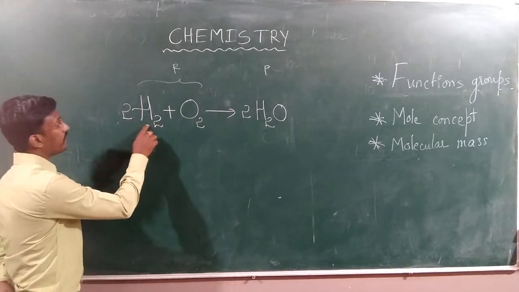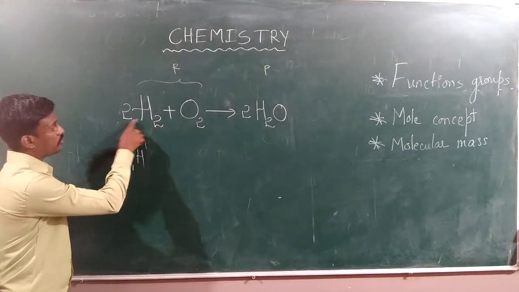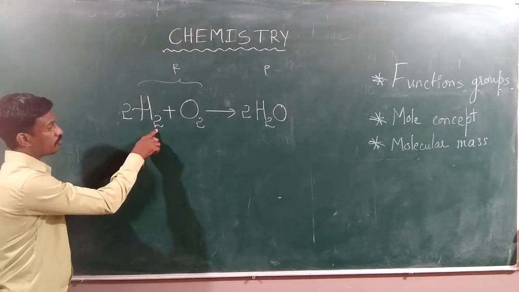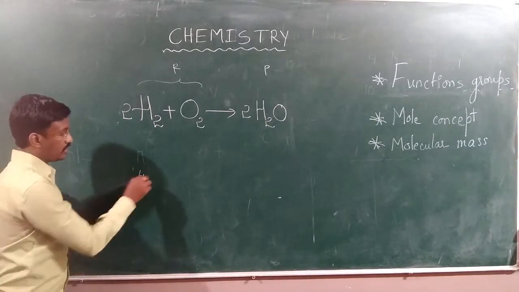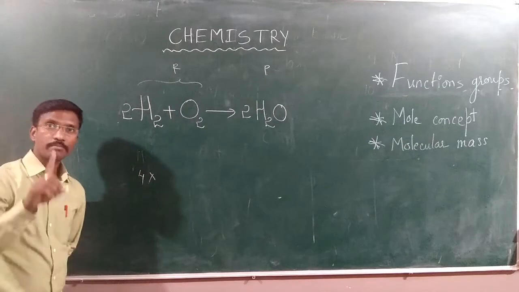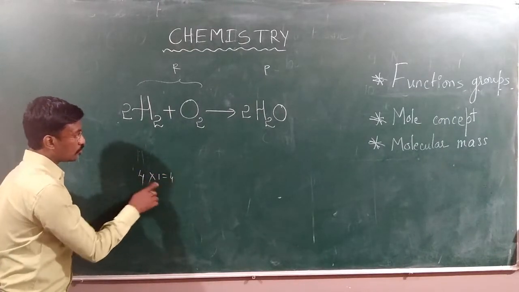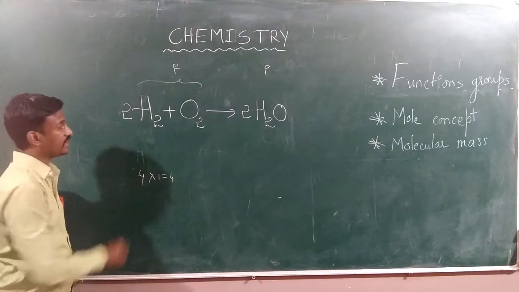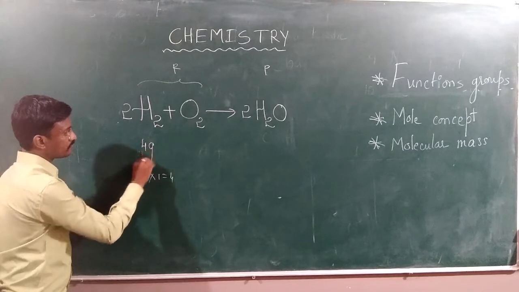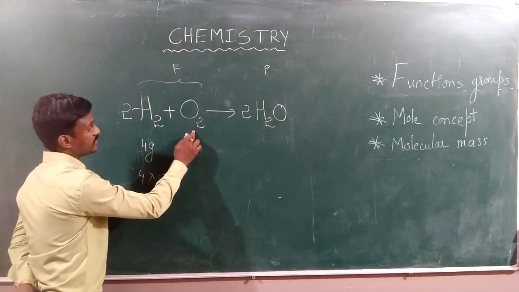Therefore, how many hydrogens are present here? You can see it is 2, and the coefficient of H2 is 2. 2 twos are 4, so totally 4 hydrogens are there. Each hydrogen carries atomic mass 1, therefore 4 ones are 4. The total atomic mass of hydrogen in this reactant is 4 gram. Here, oxygen is 1.